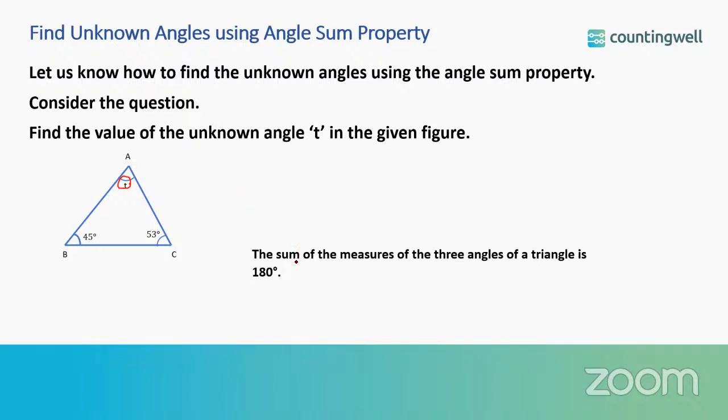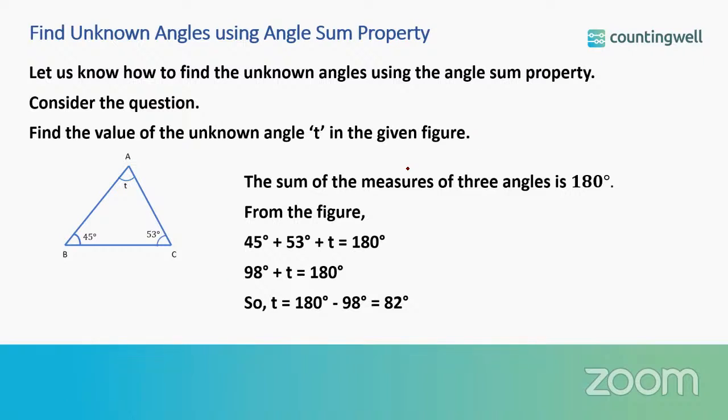Now what we are going to do, we are going to apply the angle sum property of triangle. We know that the sum of the measures of the three angles of a triangle is 180 degrees. So we are going to add these three angles and take it equal to 180 degrees. So 45 degrees plus 53 degrees plus t is equal to 180 degrees. So this is nothing but 98 degrees plus t is equal to 180 degrees. So what is the value of t here? Value of t will be 180 degrees minus 98 degrees, which will be 82 degrees.